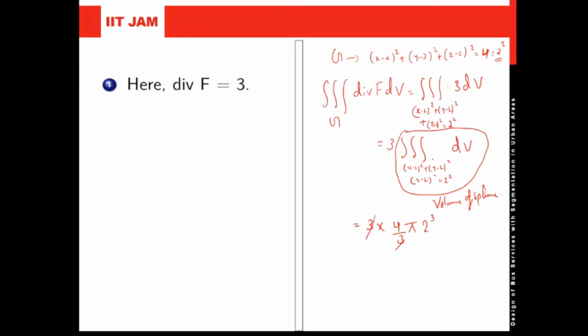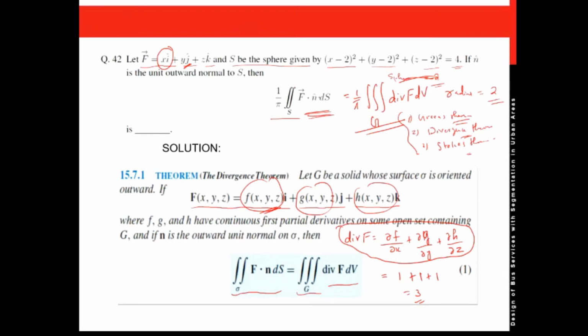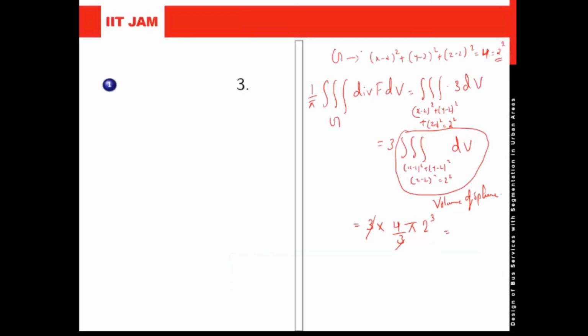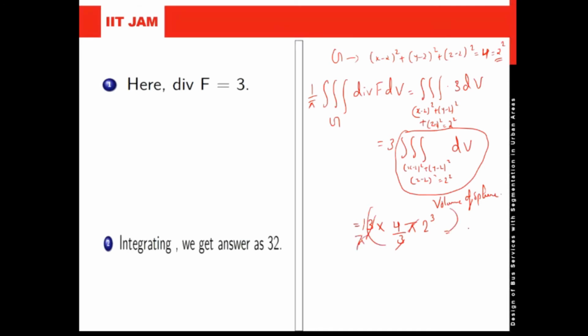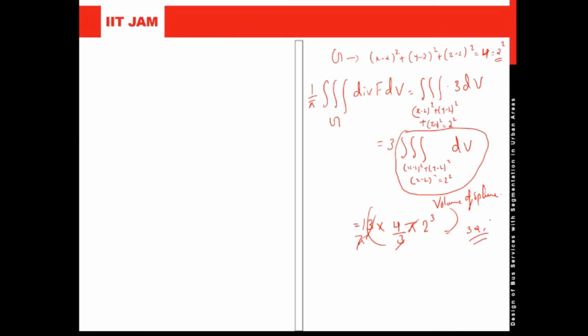So our answer is 32. So that is pi, and we know that 1 by pi is there, right, because here there is 1 by pi. So the answer is 32. 1 by pi is there, and pi can cancel. So this is very easy, right?